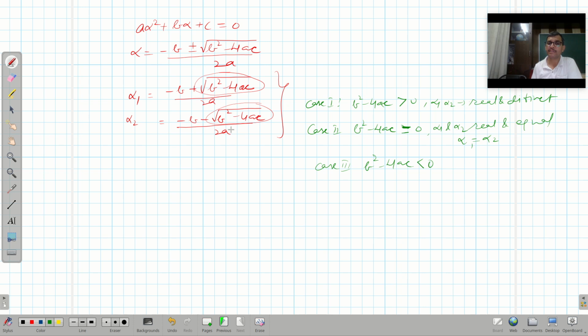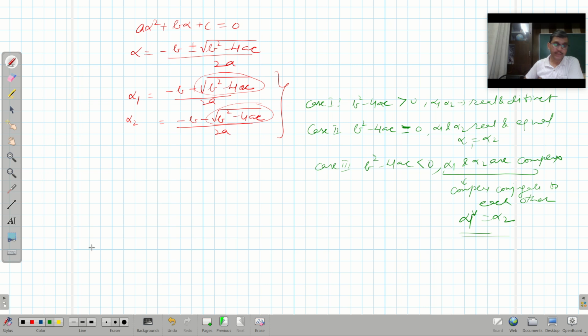If it is negative, then the roots are imaginary, the complex roots, means alpha 1 and alpha 2 are complex and complex conjugate to each other, means alpha 1 star is equal to alpha 2. That's the meaning of this one. So let us have a look at the solutions.